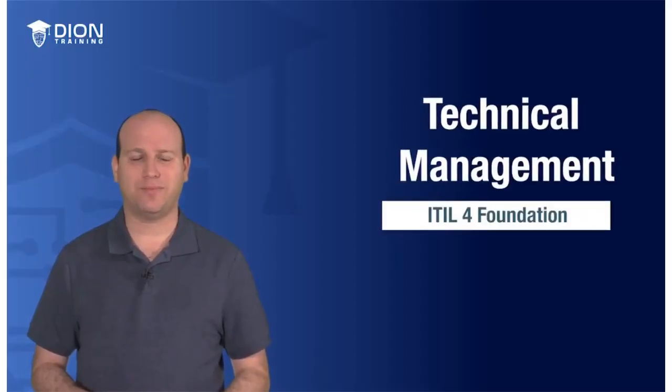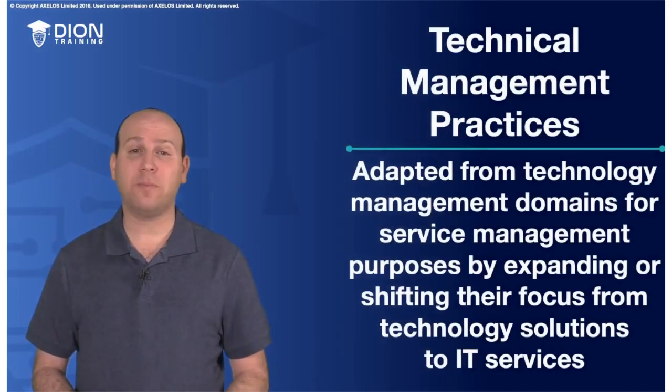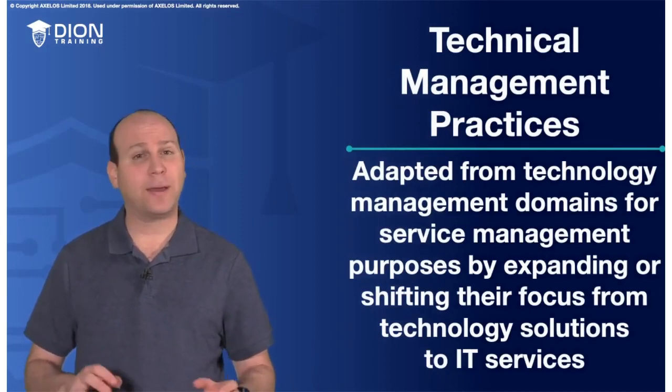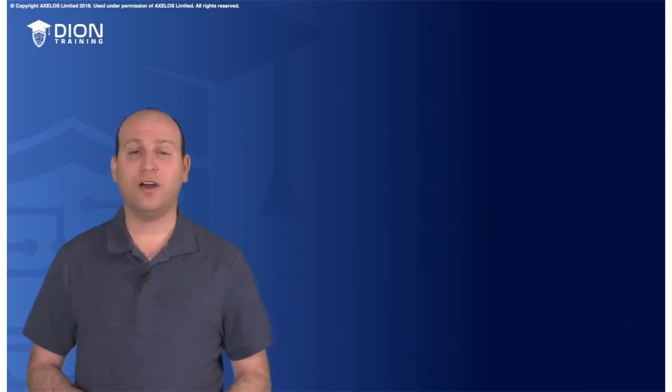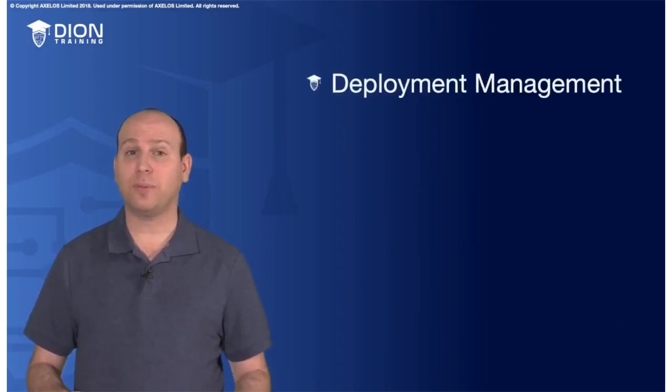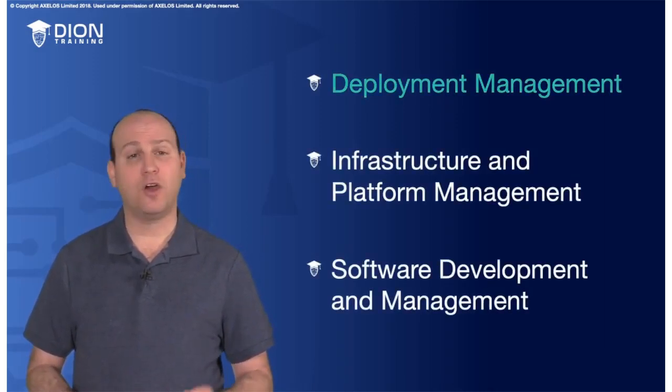Technical management practices. This is our third and final category of practices under ITIL 4. Technical management practices have been adapted from technology management domains for service management purposes by expanding or shifting their focus from a technology solution to an IT service. Under ITIL 4, there are only 3 technical management practices covered. These are the deployment management, infrastructure and platform management, and software development and management practices. For the exam, only the deployment management practice, though, is testable, and it's only examinable at the recall level. For that reason, this is going to be a very short and quick section of the course.